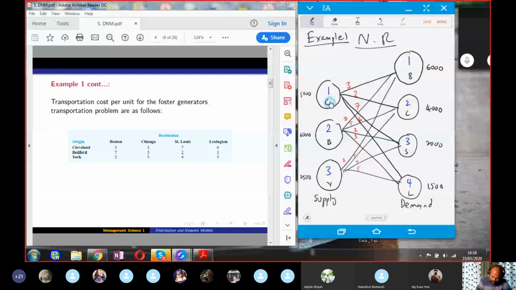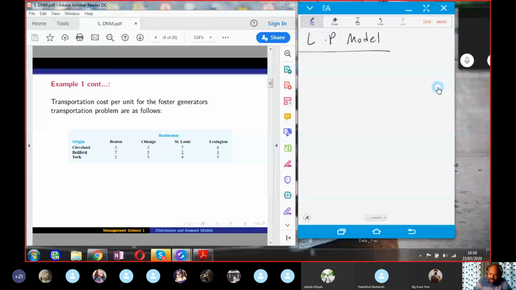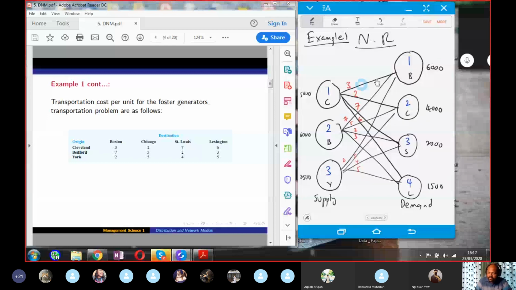This is the procedure. The notation of the quantity from Cleveland to Bedford, I will write like this: X11. X11 means 1 to 1. That is the notation. The quantity from Cleveland to Chicago, what would be the notation? X12. Then Cleveland to St. Louis, X13, and so on. That's how we give the notation of quantity from each supply to a destination.